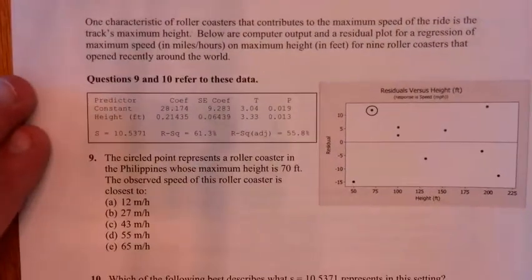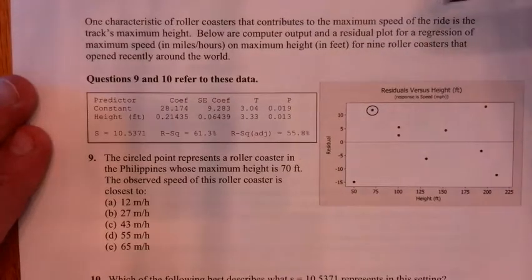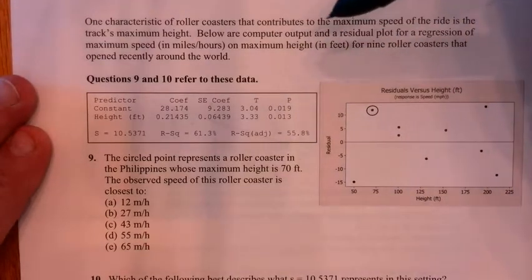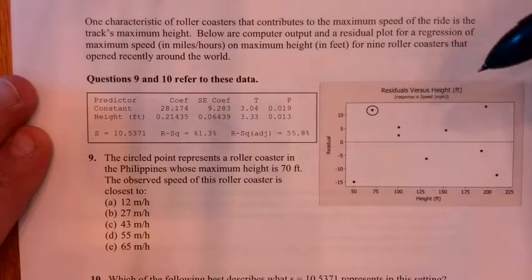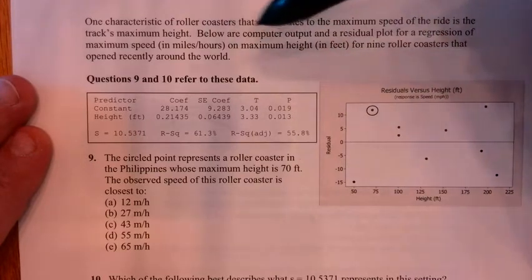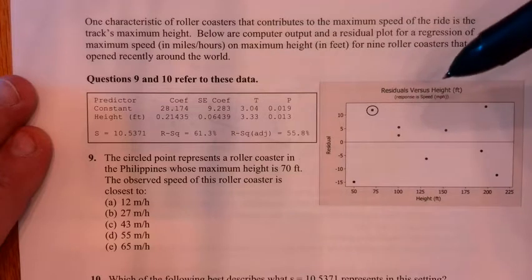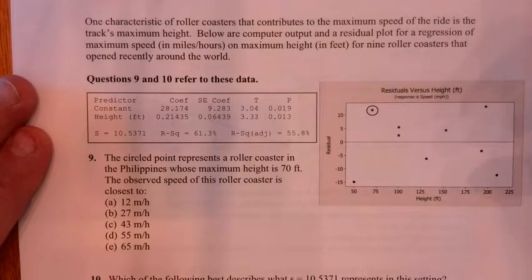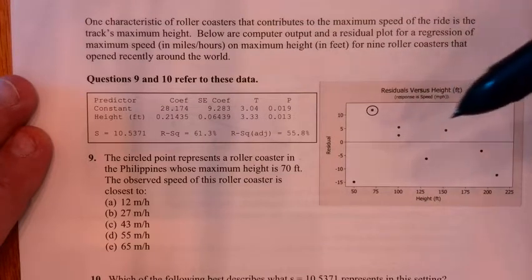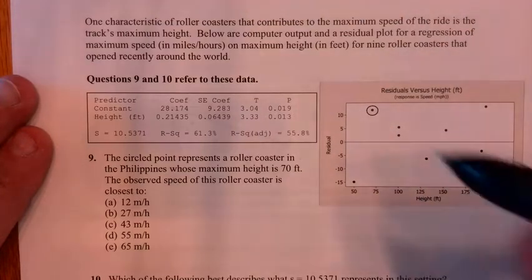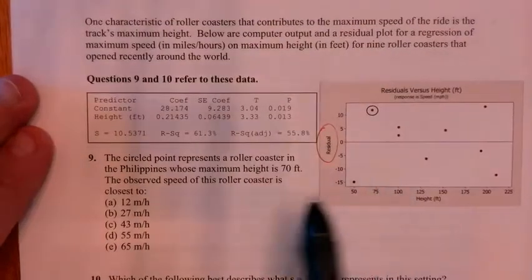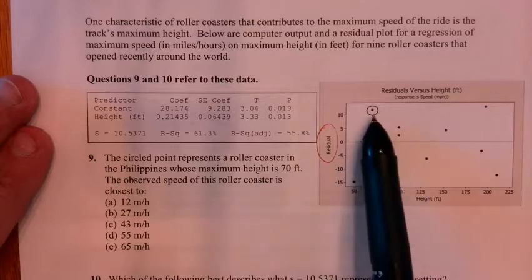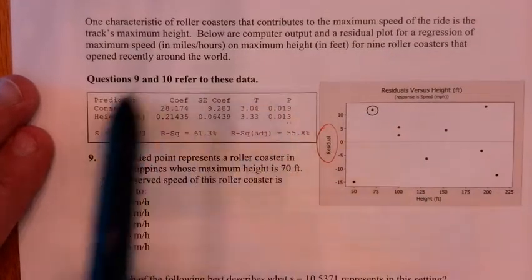One characteristic of roller coasters that contributes to the maximum speed of the ride is the track's max height. Below are computer outputs and a residual plot for the regression of maximum speed in miles per hour on maximum feet for 9 roller coasters that opened recently around the world. Okay, this is the residual plot. The circled point represents... and now this is all the computer data.